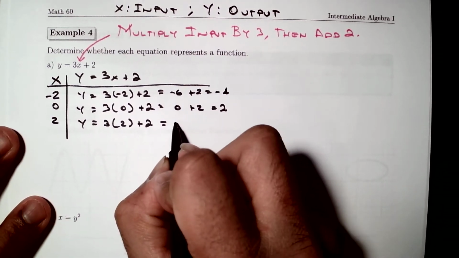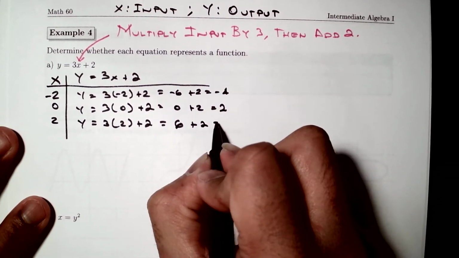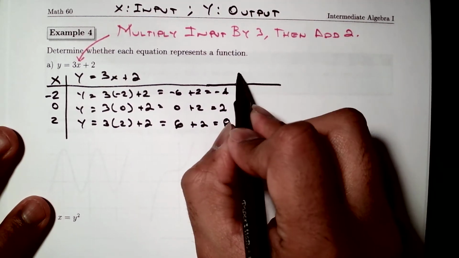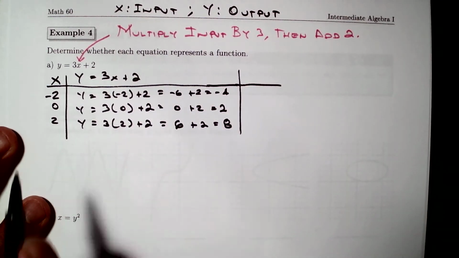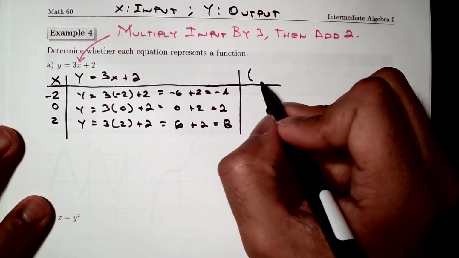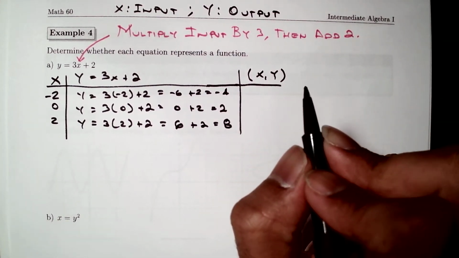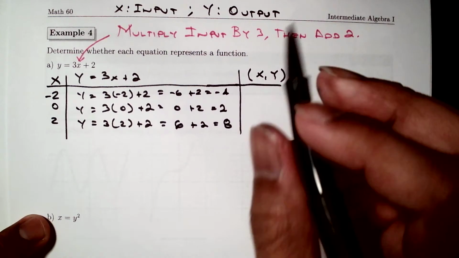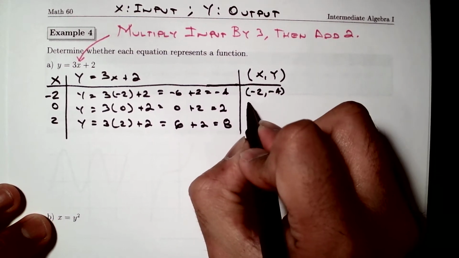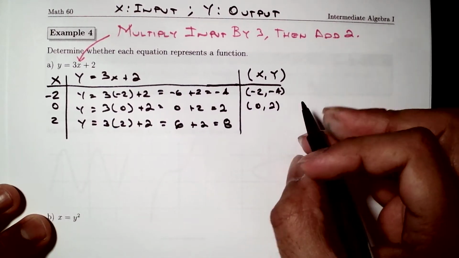And last but not least, this is going to be 3 times 2, which is 6, plus 2, which equals 8. All right? So what is this going to give us? This is going to give us a set of ordered pairs. You might remember this table, we did it in the previous couple sections when we first learned how to graph linear equations. So this gives us the ordered pairs (-2, -4), then (0, 2), then (2, 8).